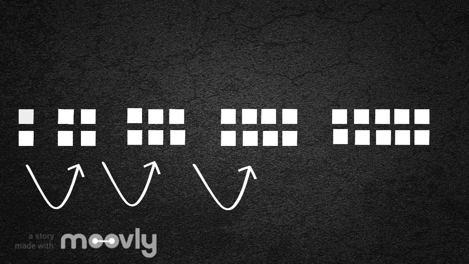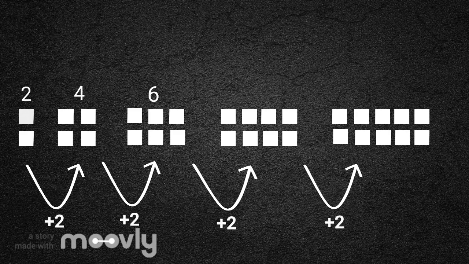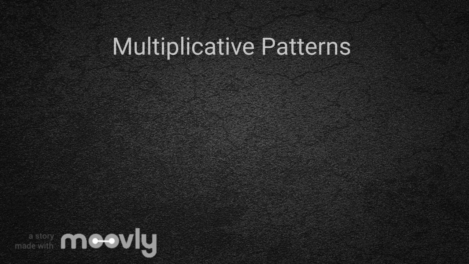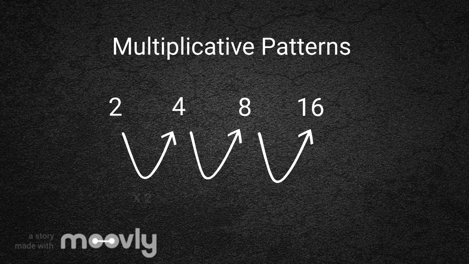Let's take a look at this example. In this example, we can see that each term is increasing by 2, so we add 2 to each term to reach the next. 2, 4, 6, 8, 10. We call this an additive pattern. We can also have multiplicative patterns. As the pattern grows in this example, we can see that it involves multiplying each term by 2. 2, 4, 8, and 16.